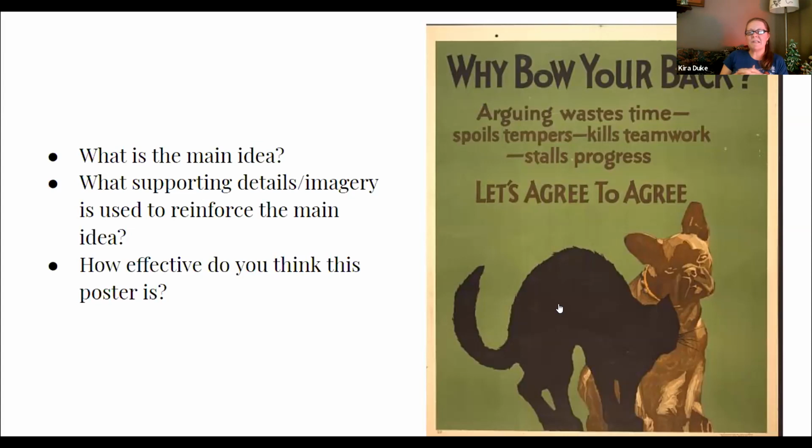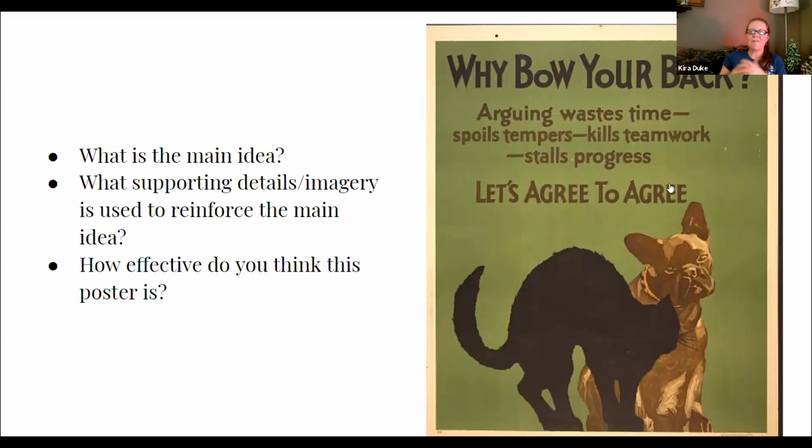what are some of the supporting details that we see here that reinforce that message? So yeah, it's this interesting juxtaposition of the two animals, right? So we see the dog with his head tilted. You know, looks like he's trying to get along, but the cat is bowed up and hissing, and it looks like maybe is the one that's more of the aggressor here.